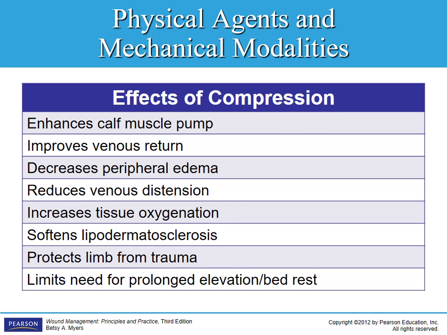So these are physical agents and mechanical modalities you can use. We've talked about compression. We want to enhance the calf muscle pump, which improves venous return, decreases peripheral edema, reduces venous distension, increases tissue oxygenation, and softens the lipodermatosclerosis. That elephant-like skin that I talked about, with compression over time, it will soften that skin, so it doesn't look like an elephant as long.